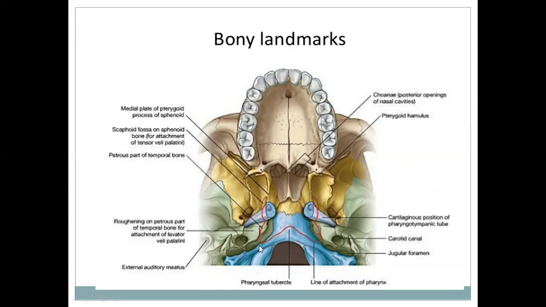over the petrotympanic part of the temporal bone. Here the lateral wall of the pharynx is attached, and here the posterior wall of the pharynx is attached. And from here, the pharyngobasilar fascia is attached over the pharyngeal tubercle, basi-occiput, and over the petrous part of the temporal bone. And this is the pharyngotympanic tube, which is entering into the pharyngobasilar fascia in its lateral wall.